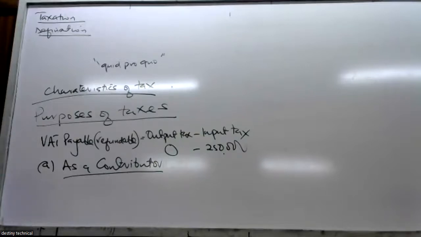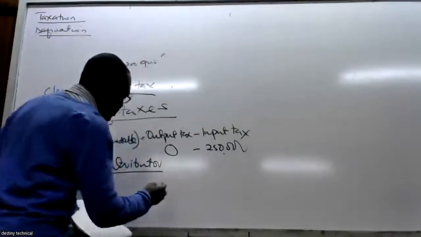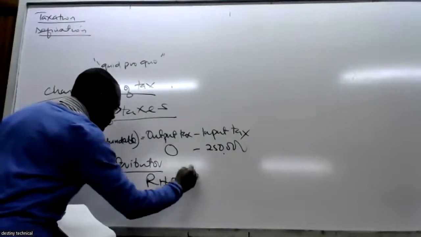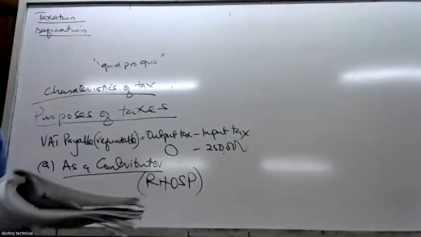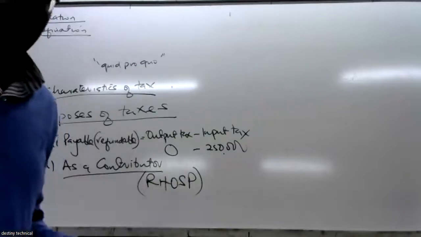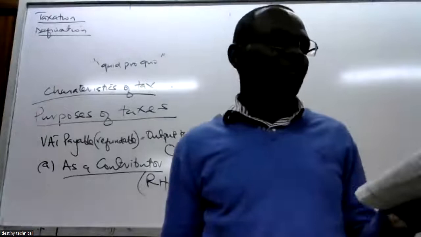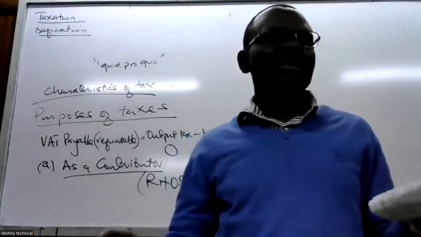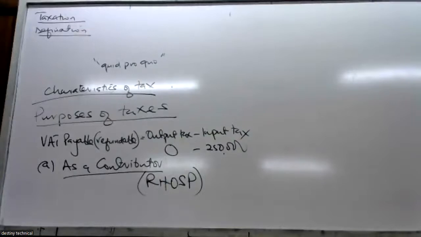Then B, contributions to a registered home ownership savings plan, or RHOSP, is allowable as a deduction from taxable income up to a maximum of 8,000 shillings per month, or in brackets, 96,000 shillings per annum.